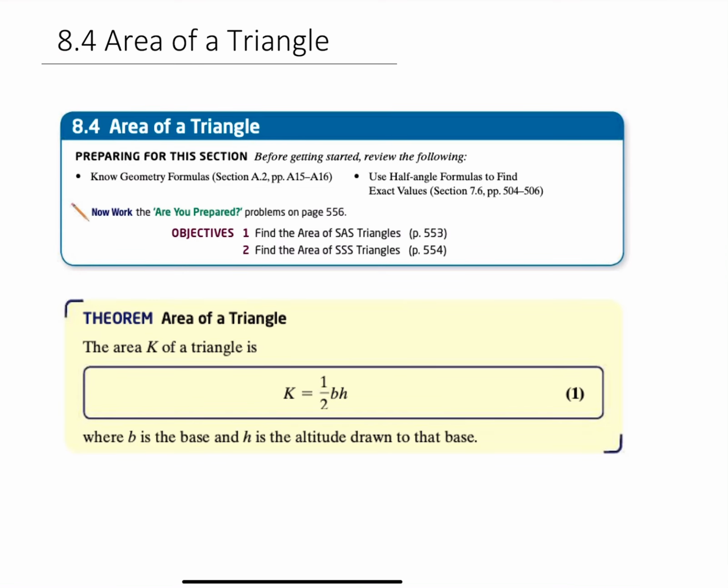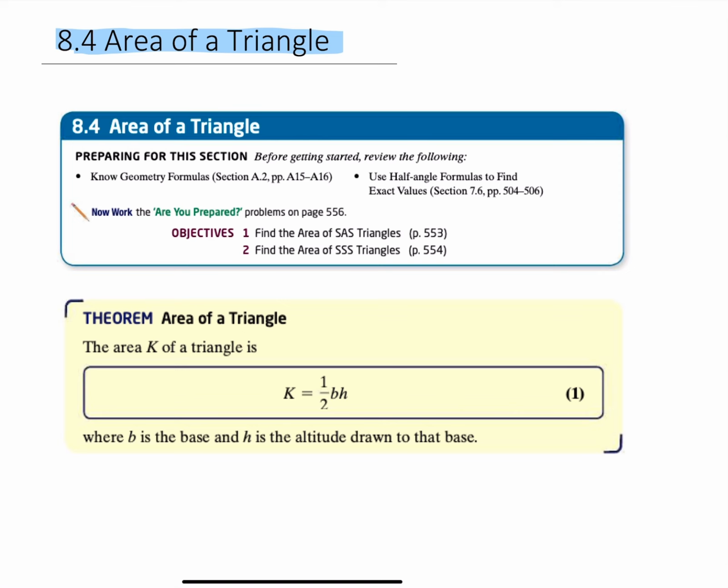Hello and welcome back. In this video we're covering 8.4 on the area of a triangle using some trigonometric methods. So we've been solving side lengths and angles in the triangle using the law of sines and the law of cosines. So we'll be able to use some trigonometry to also solve for the overall area of the triangle, or the area contained within a triangle.